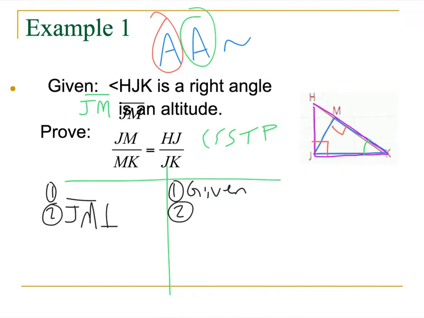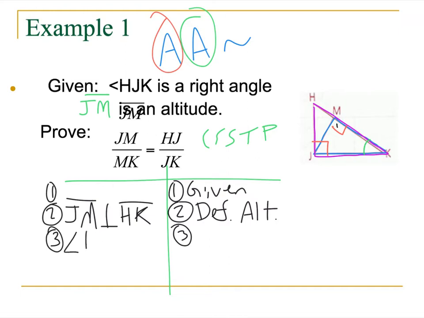is perpendicular to HK. And that would be by definition altitude. And when I have perpendicularity, I have right angles, don't I? So I'm going to call that angle 1. Okay, so angle 1 is a right angle. And I don't really care about the other angle because I'm not going to use JMH, right? And that'd be definition perpendicular.